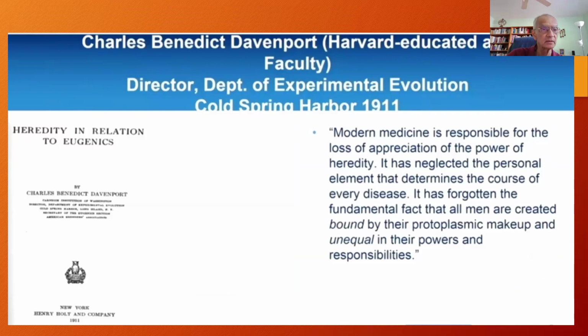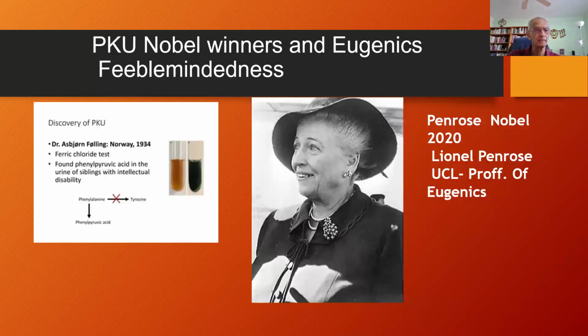Okay, and this was heredity in relation to eugenics. I think so. Modern medicine is responsible for the power of heredity. And so this was a very influential book for several decades. Okay. And again, how feeble-mindedness was institutionalized. The famous writer Pearl Buck had a child when she was in China, and the child was institutionalized.